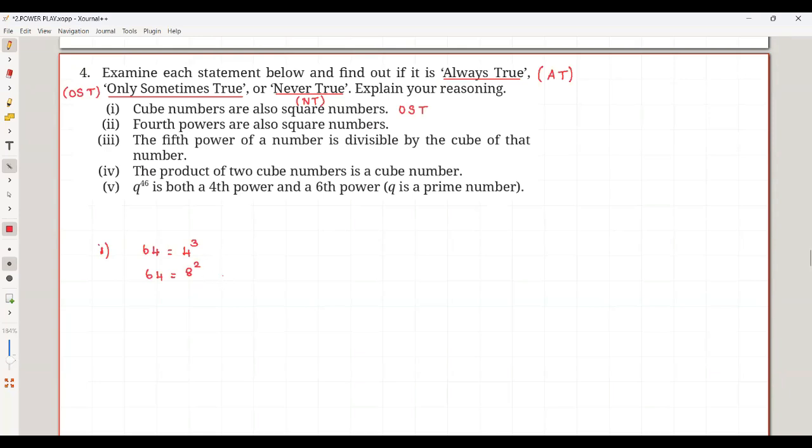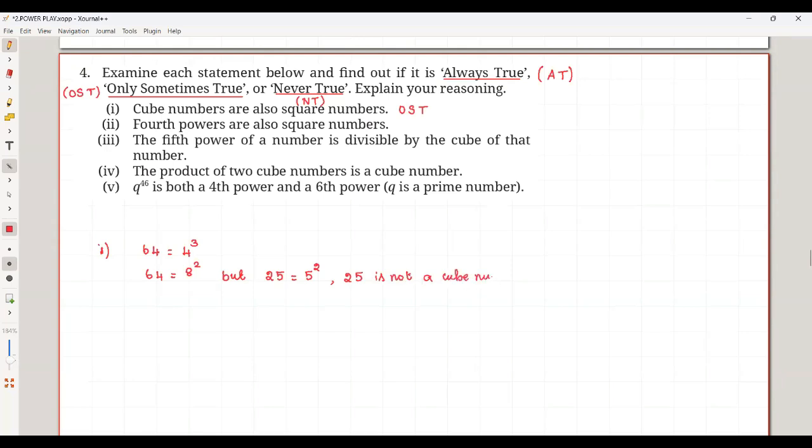But if I take 25, 25 is a square number. 5 square is 25. It's not a cube number. So 25 is not a cube number.